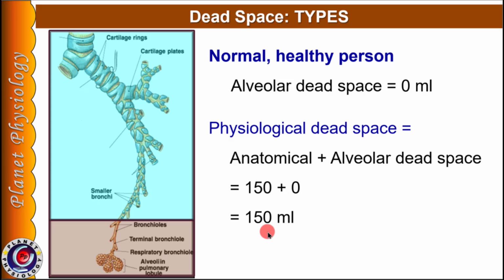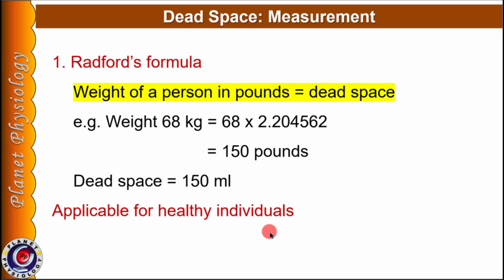Now let's study how to measure dead space volume. Dead space can be estimated by different methods. The simplest estimation of dead space is by Radford's formula, where the weight of a person in pounds gives the value of dead space directly. For example, if a person weighs 68 kg, his weight in pounds is 150. Hence, his dead space is 150 ml.